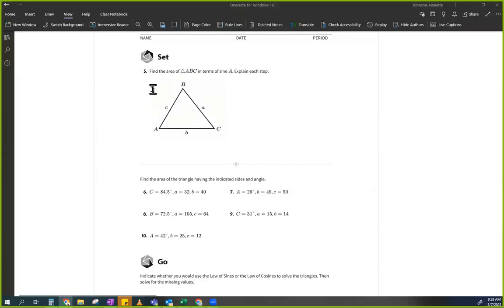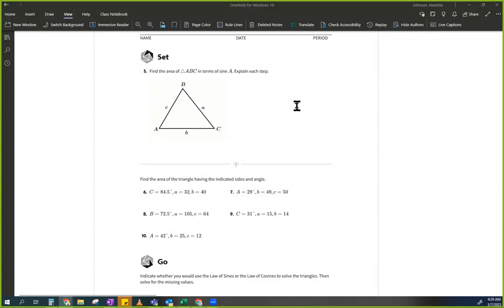Okay, so we're in 11.8, 5.8, and we're going over find the area of this triangle in terms of sine A. Whenever they're asking you to find something in terms of sine A, they're just asking that the answer would have sine A somewhere in it. Yesterday we talked about a bunch of formulas you can use to find the area of a triangle that doesn't give you the height.